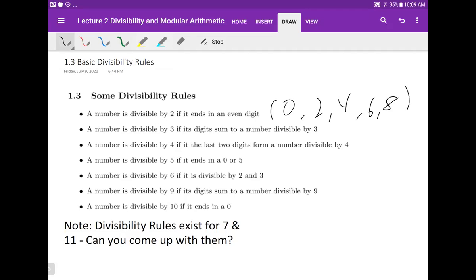A number is divisible by 6 if it's divisible by 2 and 3. A number is divisible by 9 if its digits sum to a number divisible by 9. And a number is divisible by 10 if it ends in a 0. Now, these are the commonly known ones.